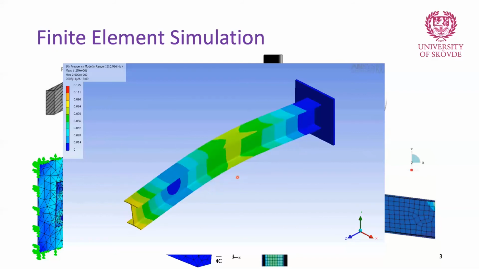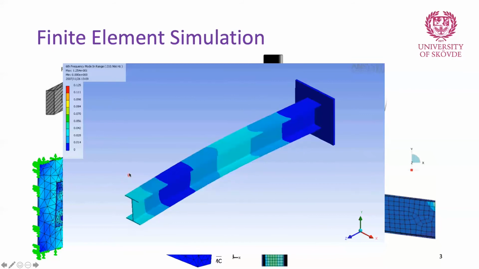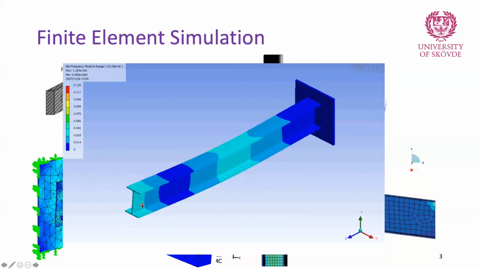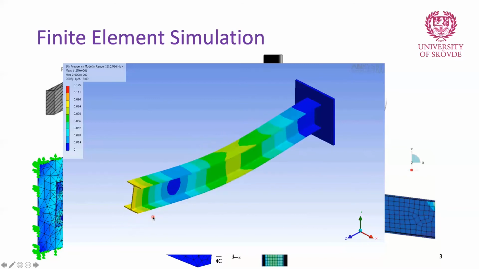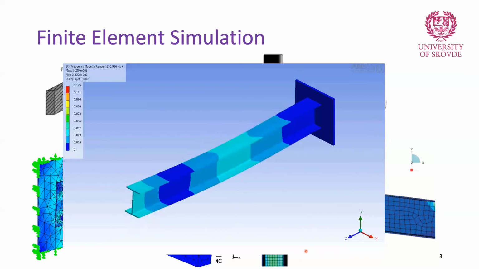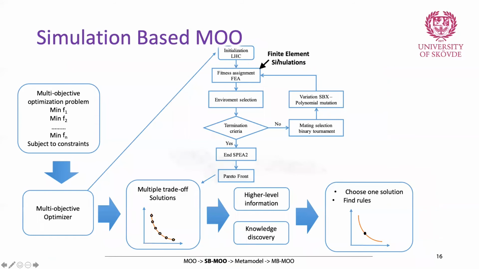So maybe the objective can be the deflection of the beam. So you want to put different loads. So the load can be your variable, and your objective can be the deflection. So in order to find the deflection for different loads, you have to run the finite element simulation, and you will get the deflection for each load. And then you can use that in your multi-objective optimization algorithm. So let's go back to our previous slide. So here we saw that the finite element simulations will lie in the fitness assignment part of the optimization algorithm.